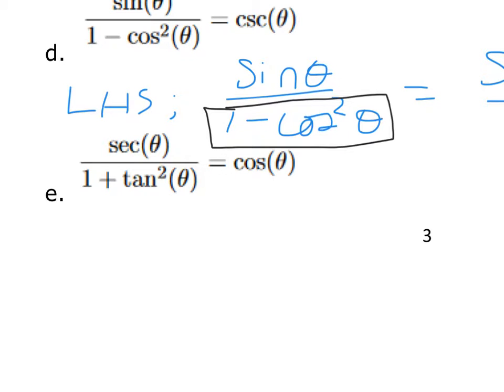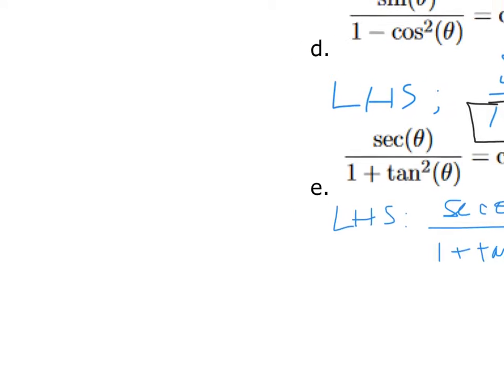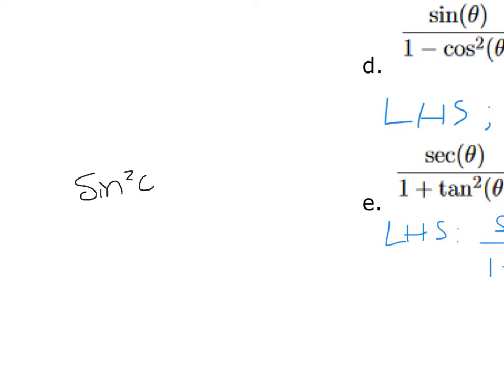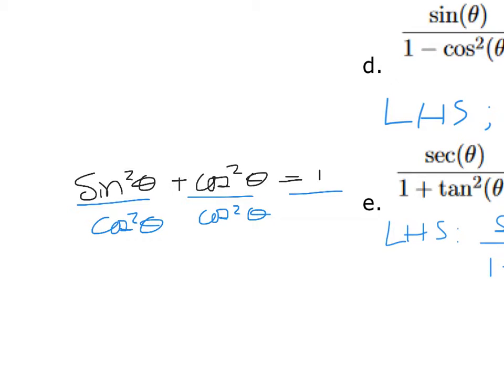Okay, on this one, what do you all want to choose? Left-hand side because it has more terms to play with. So I have the secant of theta over 1 plus the tangent squared of theta. And you end up with cosine. So we have all the Pythagorean identities. If you don't know them, that's okay. You can work through them by realizing that sine squared theta plus cosine squared theta is equal to 1. I need the tangent, so if I divide this Pythagorean identity and divide everything by cosine squared, I'm going to end up with tangent squared theta plus 1 is equal to secant squared theta.